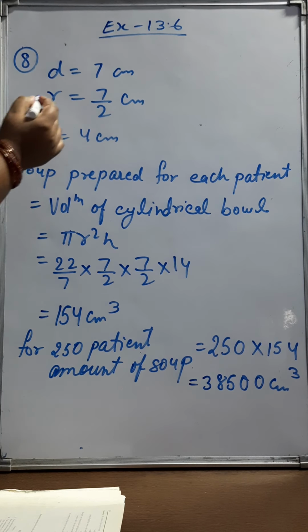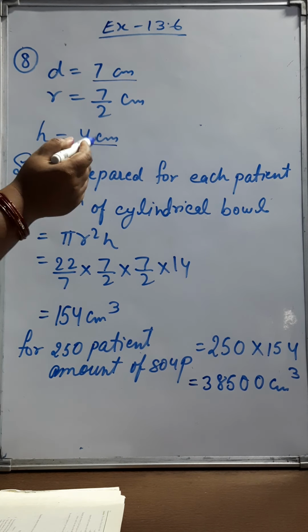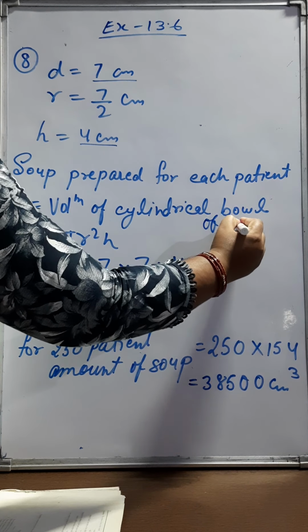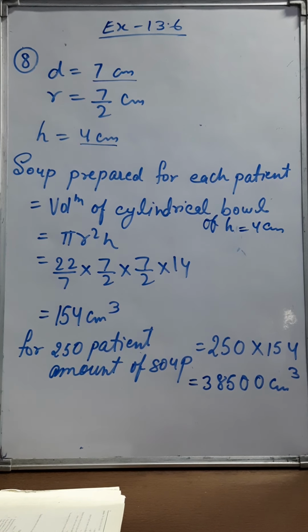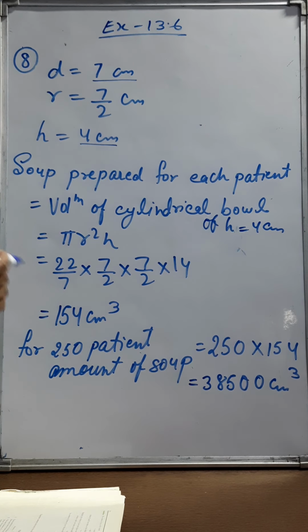So here diameter is given 7 cm. So its radius will be definitely 7 by 2 cm and height of the soup in the bowl is given 4 cm. So we can write soup prepared for each patient is volume of cylindrical bowl of height 4 cm. So it is pi r square h, 22 by 7 into 7 by 2 into 7 by 2 into 4. When you calculate it, you will get 154 centimeter cube. This means soup prepared for each patient is 154 centimeter cube.